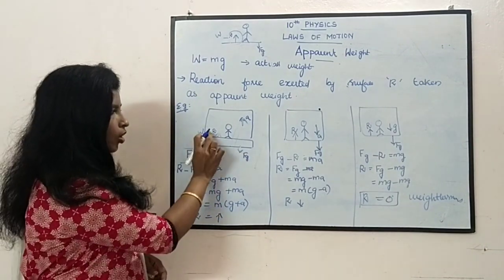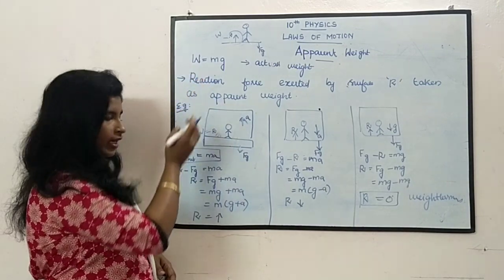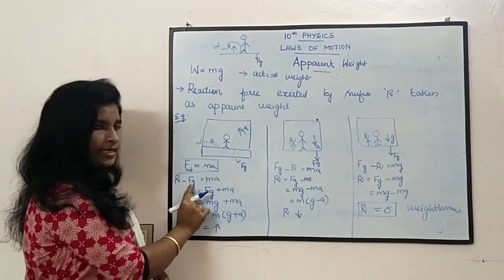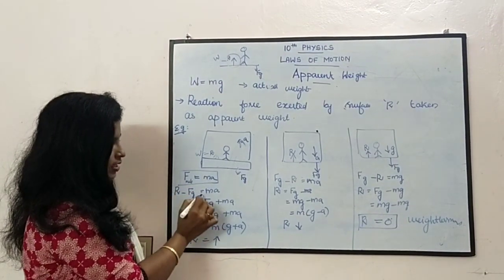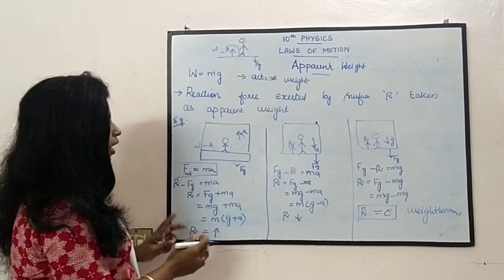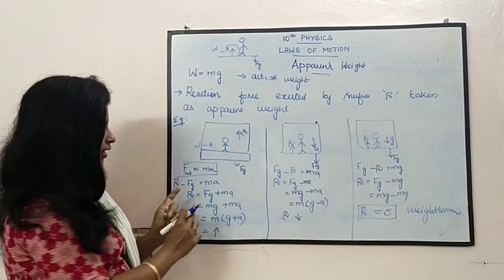Here, what dominates is R, because the lift is going up, right? So I have written R here. This is in the opposite direction, so minus Fg. So the net force is equal to mass into acceleration. Now I want to find out the apparent weight, that is R.